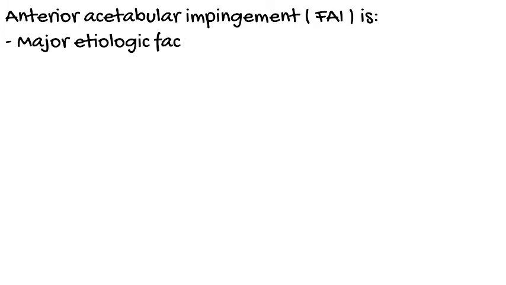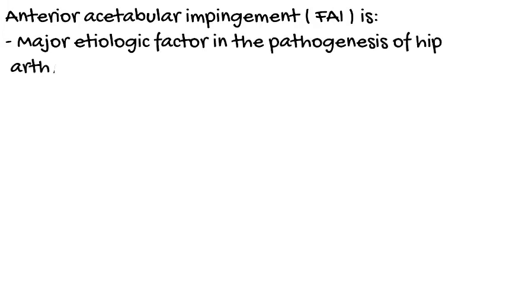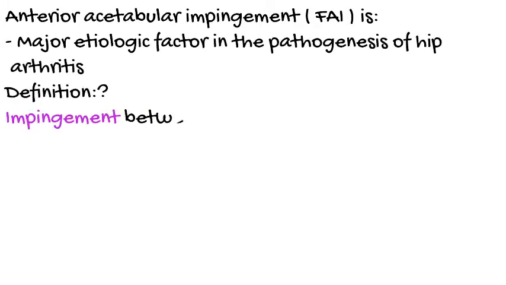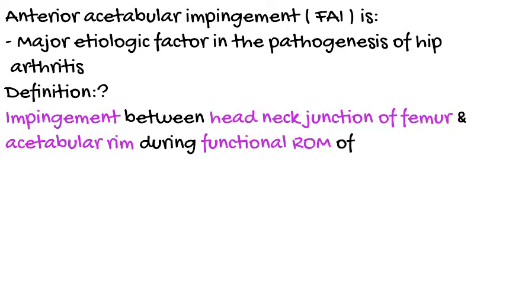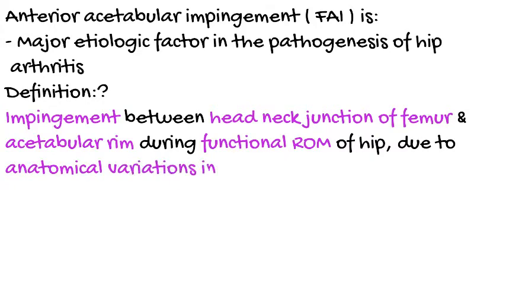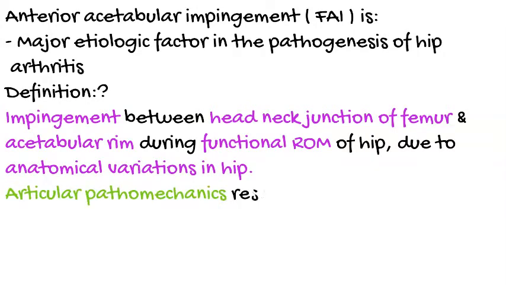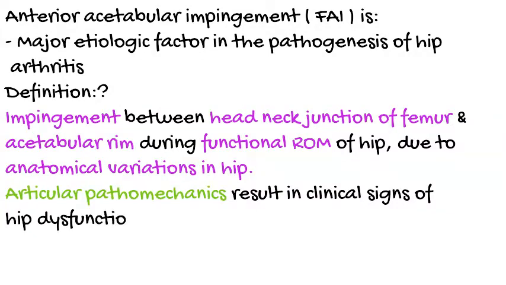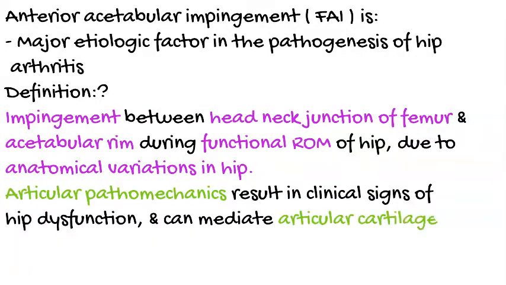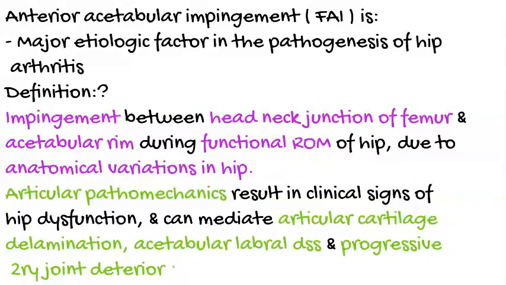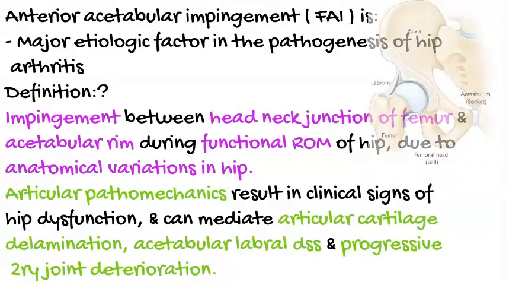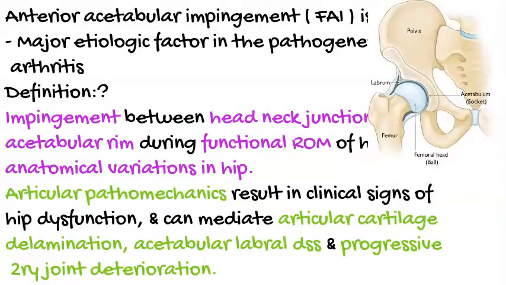Anterior acetabular impingement or femoroacetabular impingement FAI is one of the major etiologic factors in the pathogenesis of hip arthritis. The definition of FAI, femoroacetabular impingement, is an impingement between the head-neck junction of the femur and the acetabular rim during functional range of movement (ROM) of the hip due to anatomical variations in the hip.